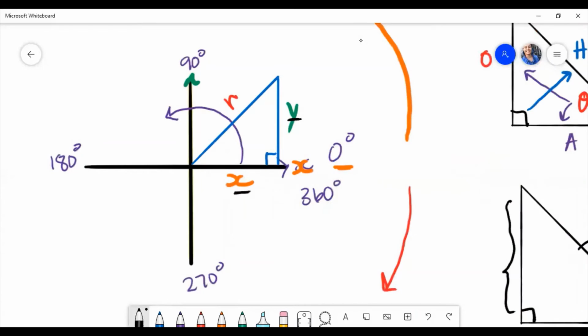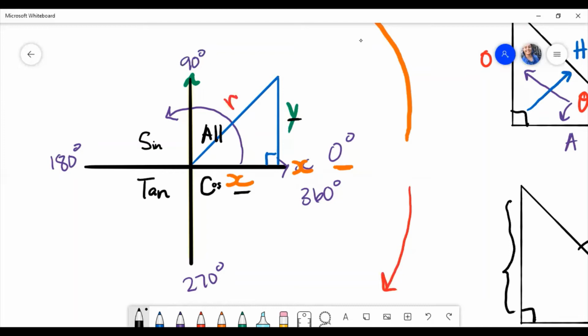CAST works with the fourth quadrant starting with C, and it means that cos is the only positive ratio in the fourth quadrant. The first quadrant contains positive ratios for all ratios. The second quadrant, only sine is positive. The third quadrant, only tan.